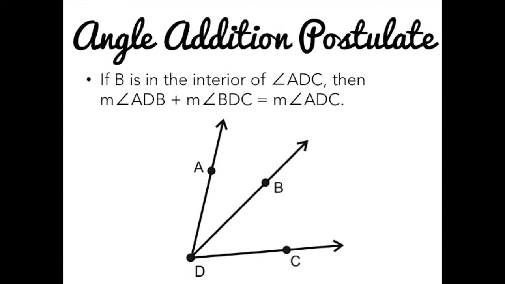Angle addition postulate. If B is in the interior of angle ADC, then measure of angle ADB plus measure of angle BDC is equal to the measure of angle ADC.